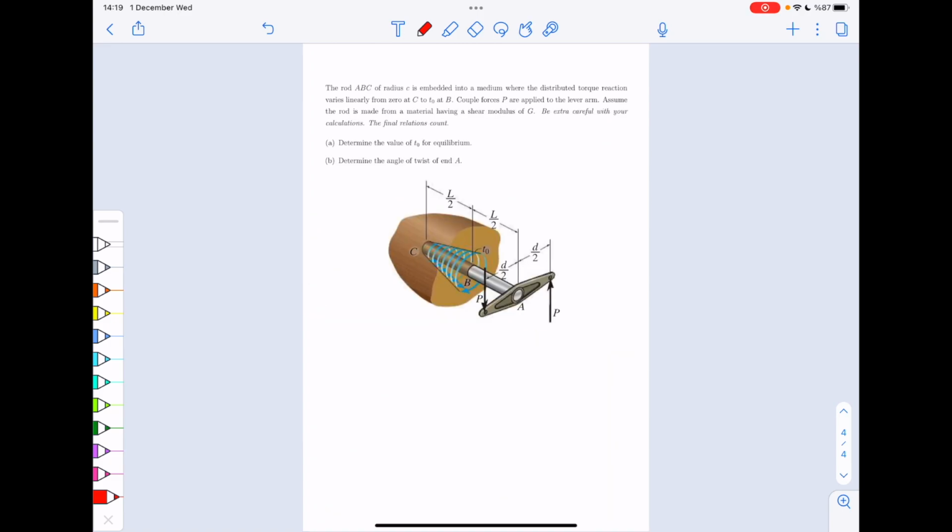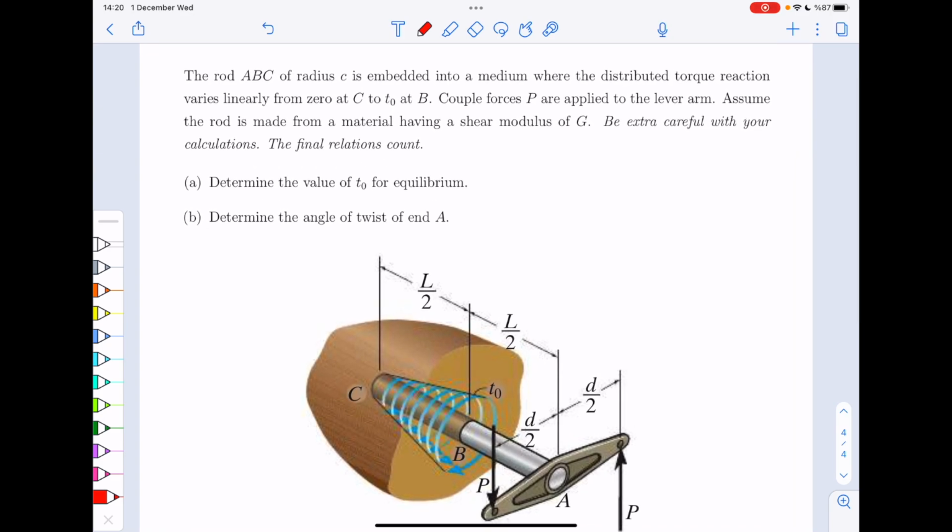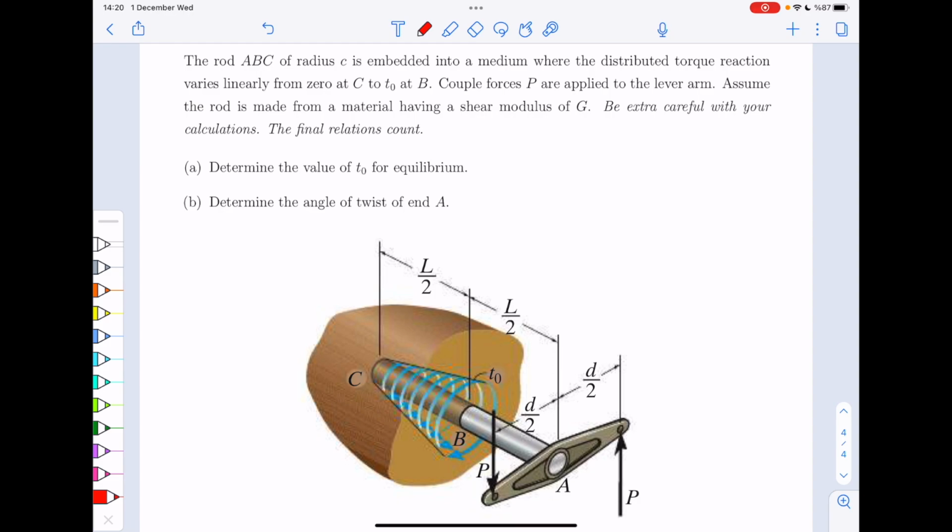We have one final question to look into together. So you have the rod ABC of radius C embedded into a medium where distributed torque reaction varies linearly from 0 at C to T0 at B. The coupled forces P are applied to the lever arm. Assume the rod is made from a material having a shear modulus of G. Determine the value of T0 for equilibrium.